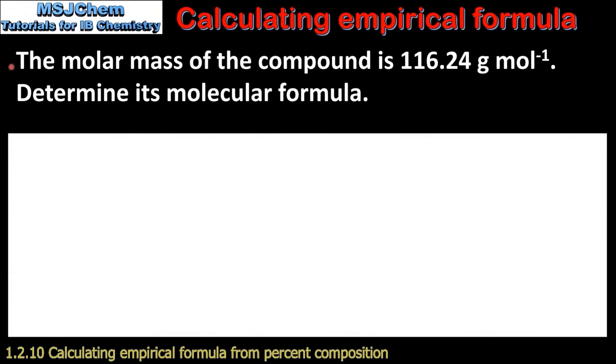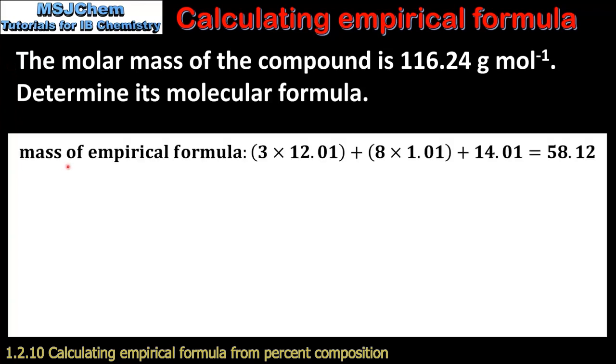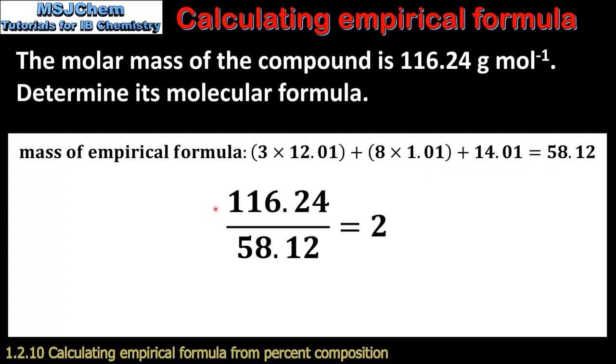So here we're told that the molar mass of the compound is 116.24 grams per mole. The first step is to determine the mass of the empirical formula. So the empirical formula had 3 carbon atoms, 8 hydrogen atoms, and 1 nitrogen atom. If we add these up, we get a mass of 58.12. Next, we divide the molar mass by the mass of the empirical formula. So that's 116.24 divided by 58.12, which gives us 2.